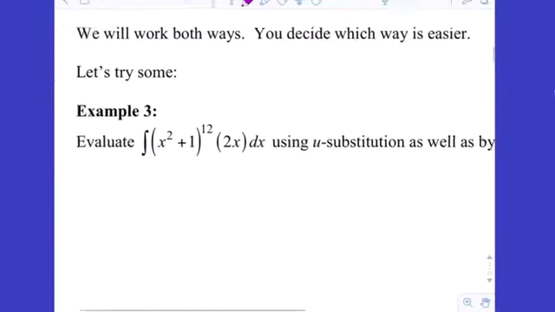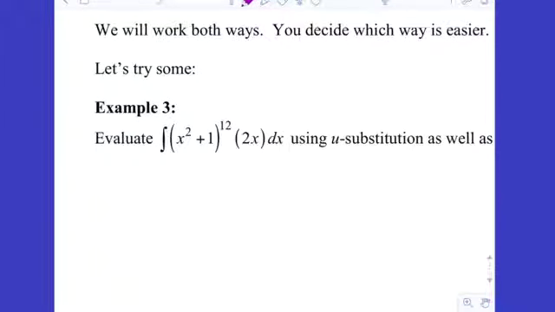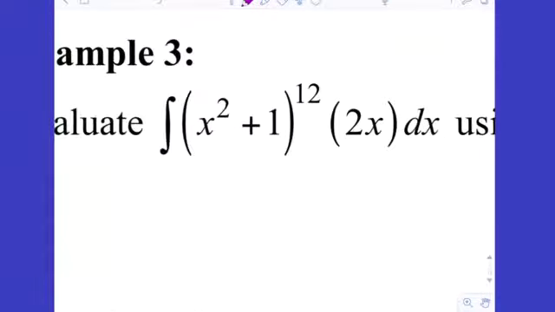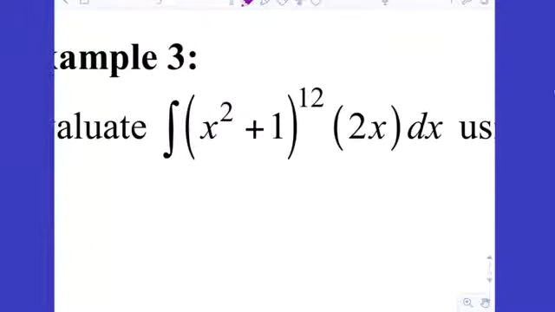No, example three. There you go. It says to evaluate the indefinite integral of (x squared plus 1) to the 12th power times 2x dx. Okay, forget the instructions. First things first, you notice there are two factors, right? And there is no product rule for integration. So you either have to, A, expand out x squared plus 1 to the 12th power. You want to do that? No.